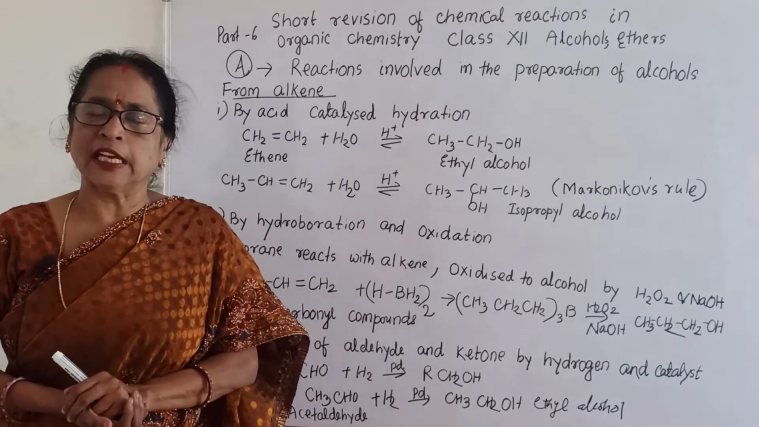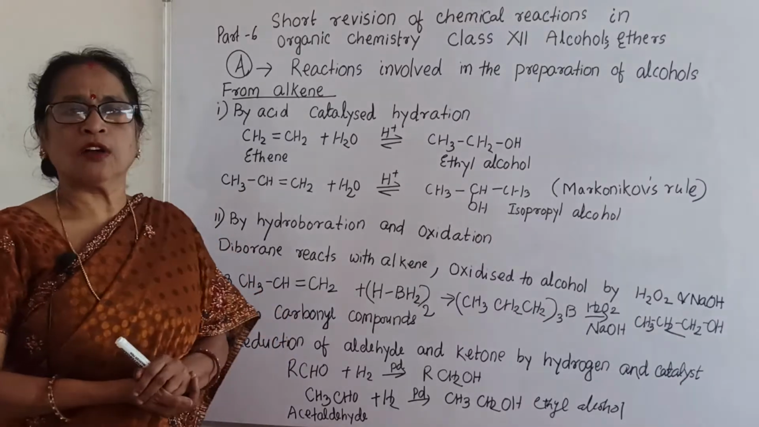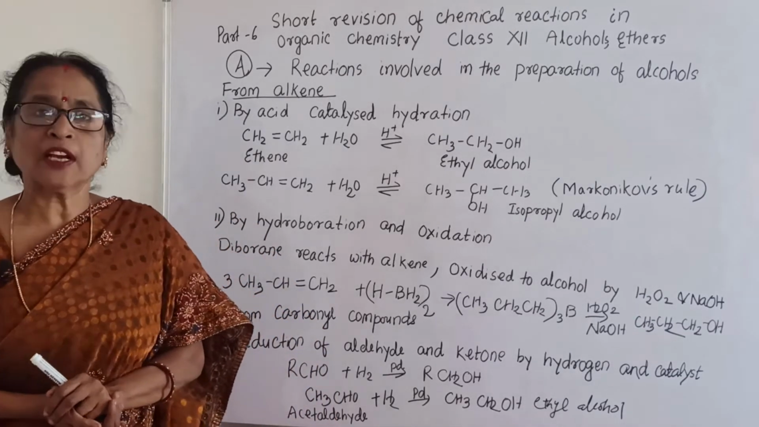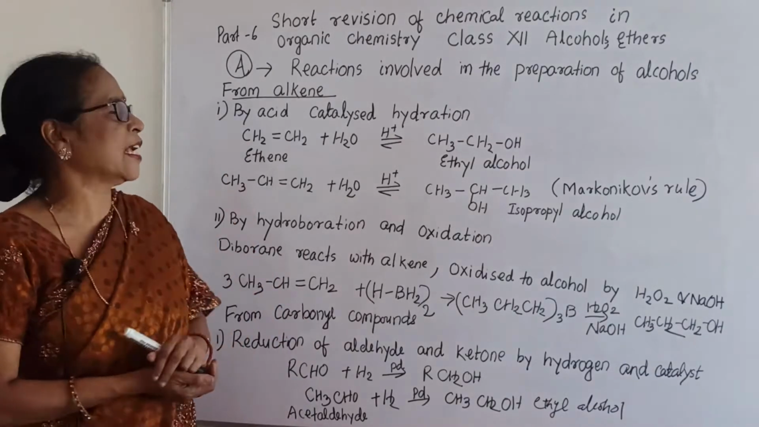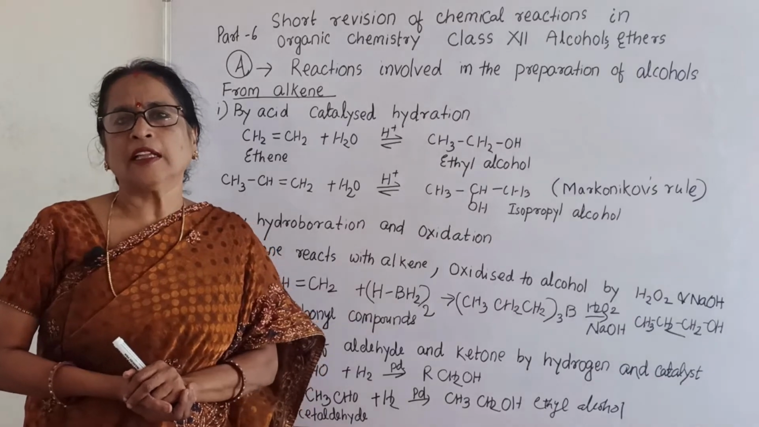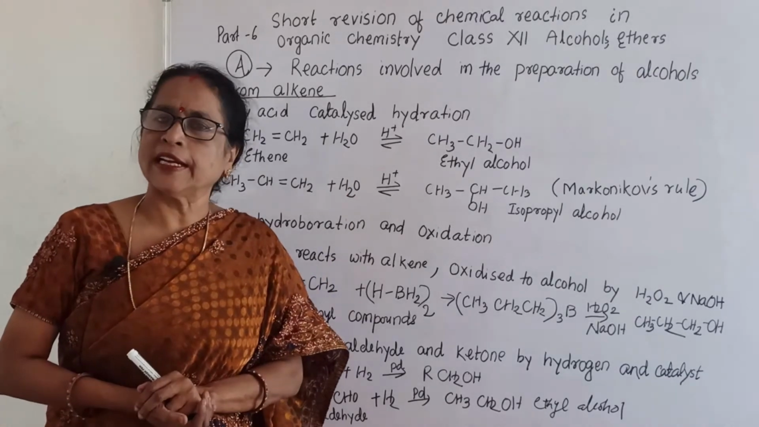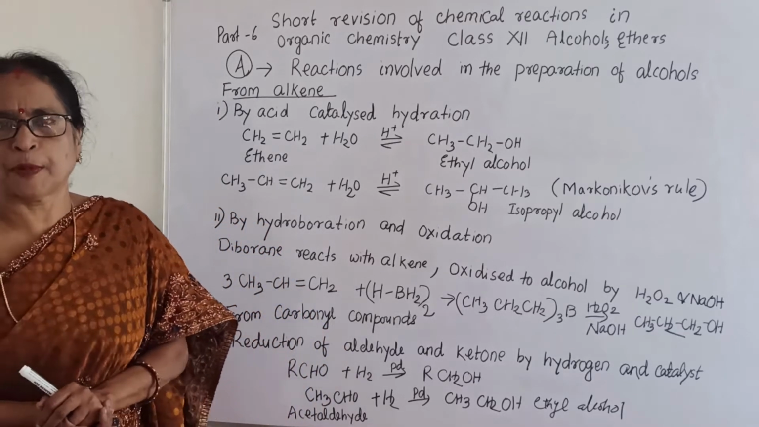Chemical reactions are involved either in the preparation of alcohol, phenol and ether, and also in the chemical reactions of alcohol, phenol and ether. Especially in part 6, I want to explain the chemical reactions involved in alcohol and ether in the preparation and also chemical properties.